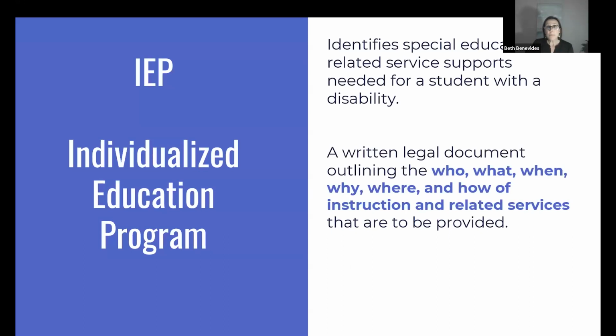So I always like to just remind parents that the IEP is a legal document. By law, you have an IEP. This says everything from who, what, why, where, and how the instruction is going to be provided. It's all in the IEP. So really think of it as a legal document. What's in there is what your child should be provided, okay?